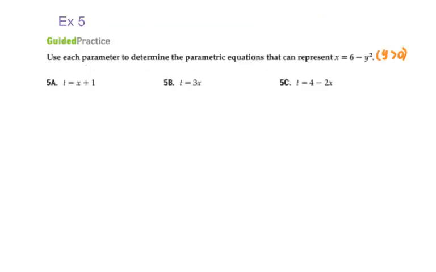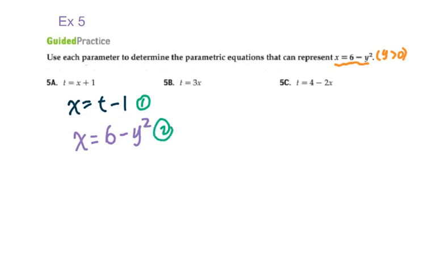Let's go to example 5. Use each parameter to determine the parametric equations that can represent x equals 6 minus y squared. Let's go to 5a. t equals x plus 1. Therefore, I can make x equals t minus 1. We label this as the first equation. And we know that x equals 6 minus y squared. Let's label this second equation.